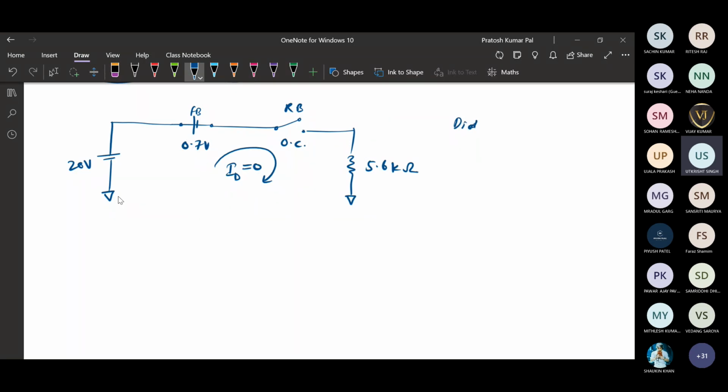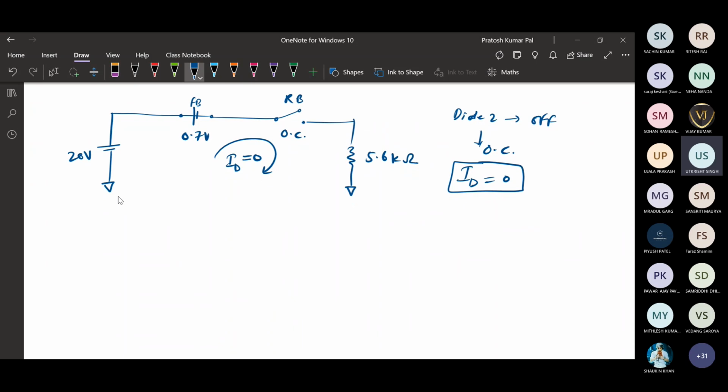Okay, so in that case, diode 2 is basically off. That means it will be open circuited, so the current flowing through this network will be 0. So the current flowing through this is 0. So we will just consider diode 1 now. In diode 1, the ID flowing through it is 0.